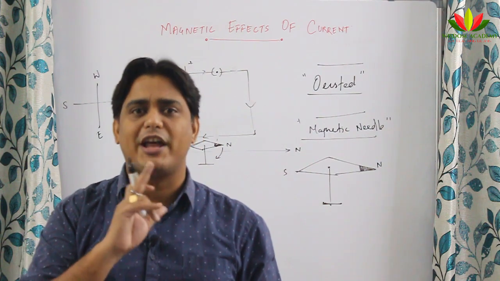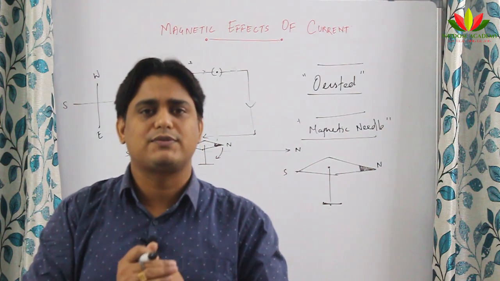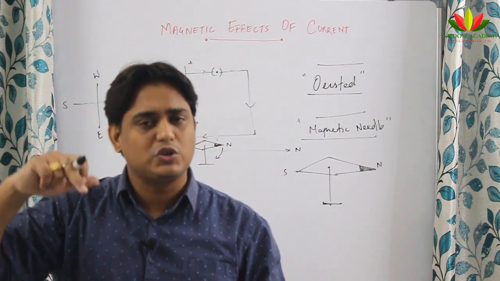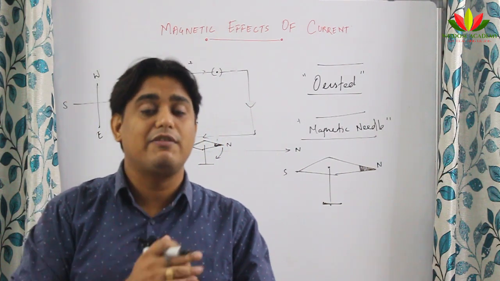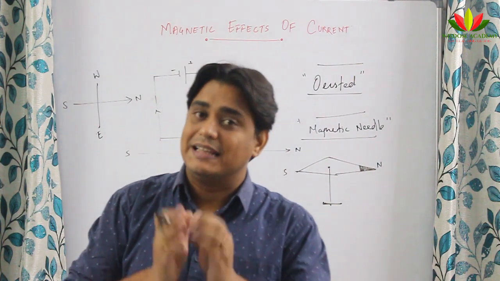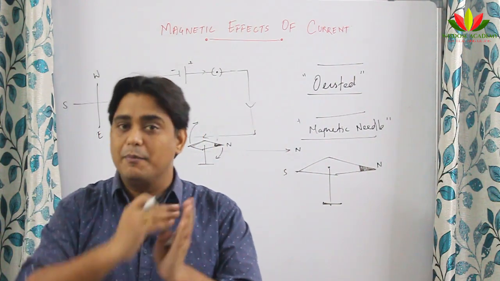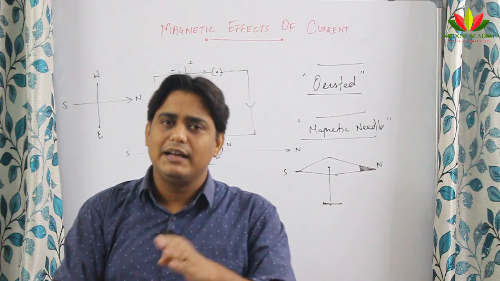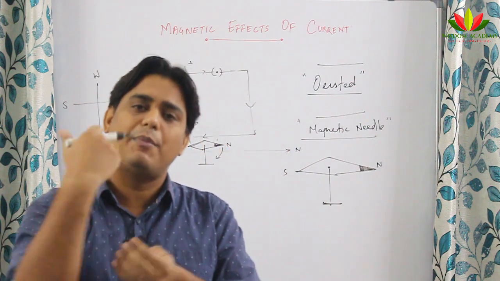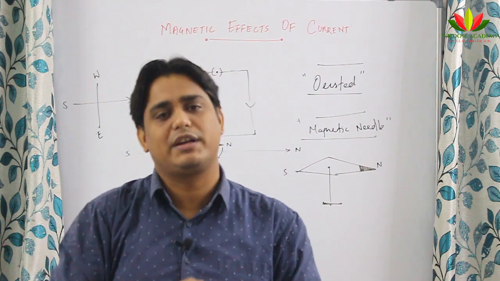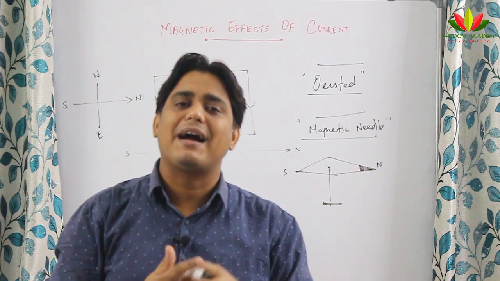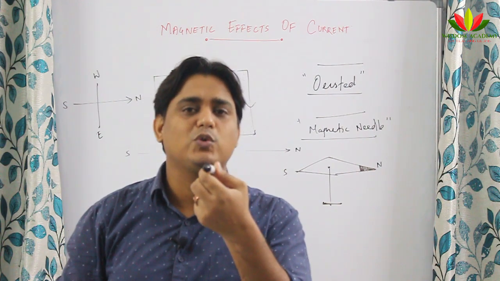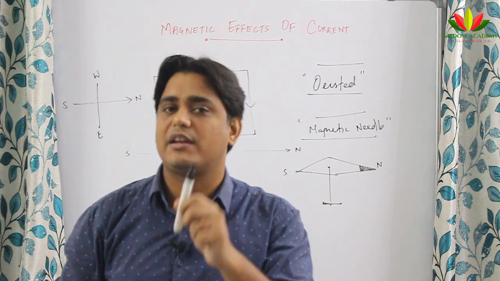Second, he changed the polarity of the cell and the current was flowing from north to south, and then he could find that the north of the needle was deflected in the east direction. Then when he kept the needle below the wire, whatever happened in the above-wire condition was reversed in the below-wire condition. And fourth, when he stopped passing current through the wire, the magnetic needle again came back to its original position. There was no deflection in the needle.